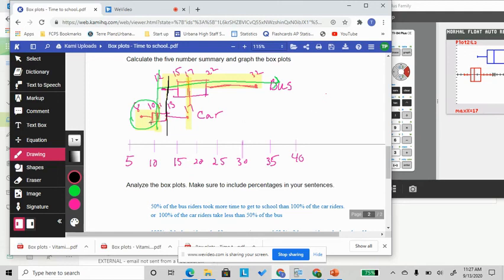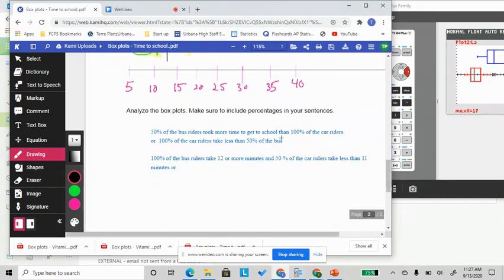So this 75 is lower than at least the 75. You can't say 100 because you have some 12 down there, but you can say at least 75. So let's just add that one on too so we have all of them.